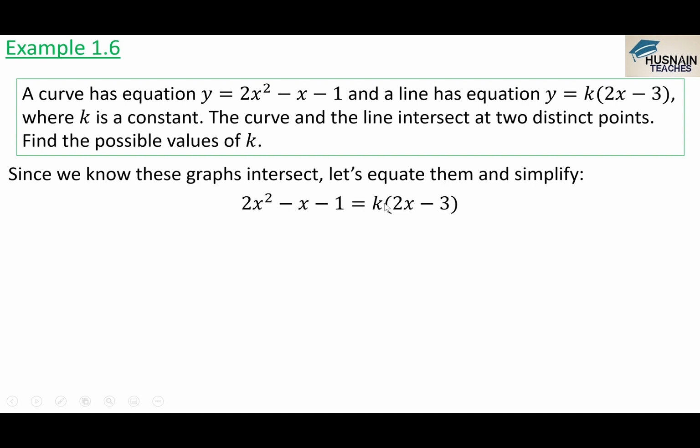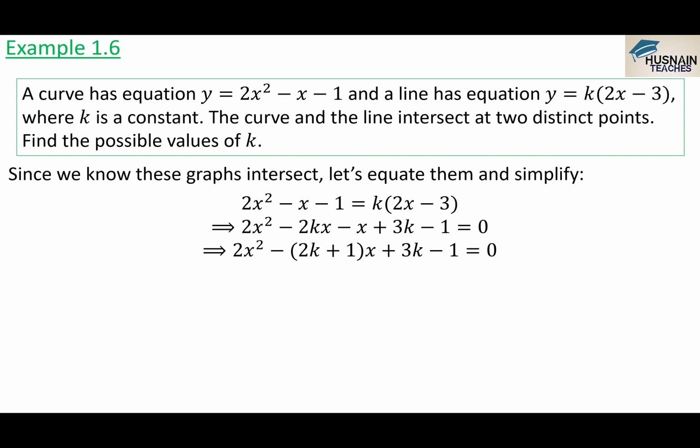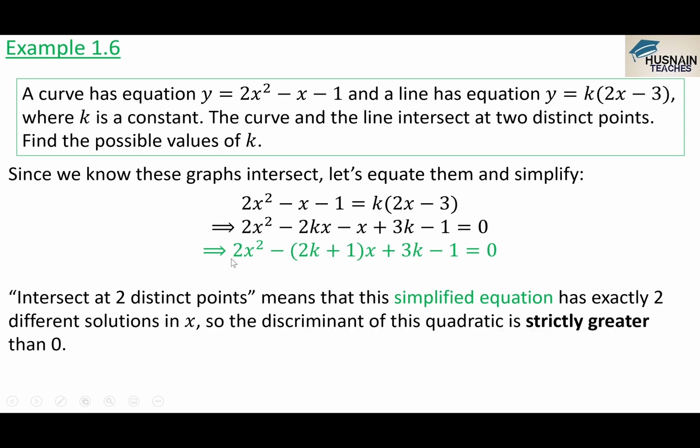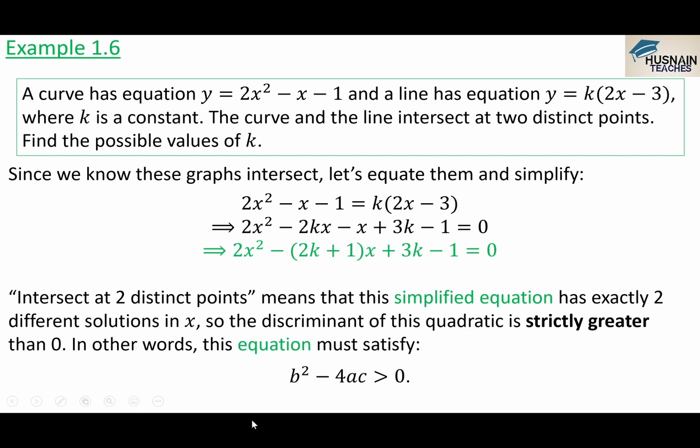So we set the curve equal to the line, we expand and move everything to one side, and then we're just going to try and, again, put it into the format ax squared plus bx plus c. Now also, in the question it said that the curve and the line intersect at two distinct points. This of course means that this simplified equation has exactly two different solutions in x, and so the discriminant of this quadratic is strictly greater than 0. In other words, b squared minus 4ac is bigger than 0.